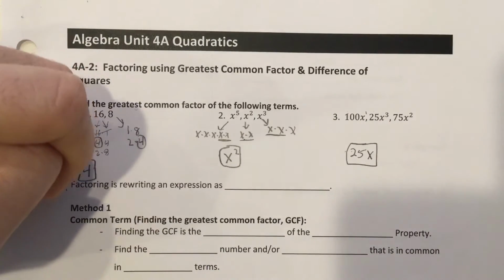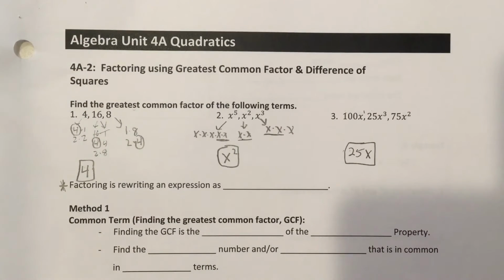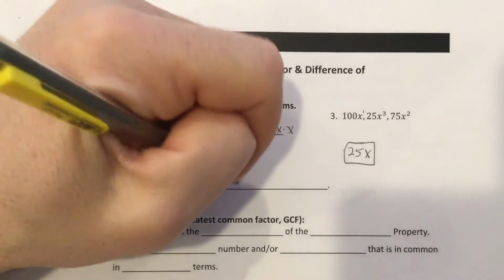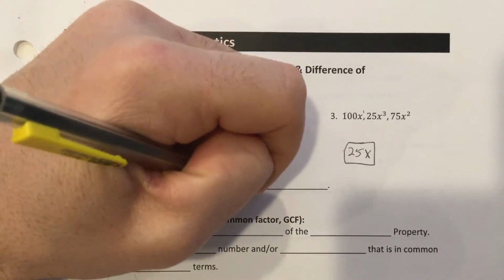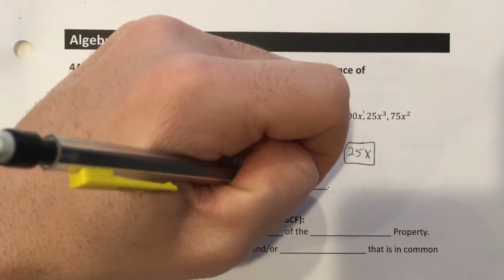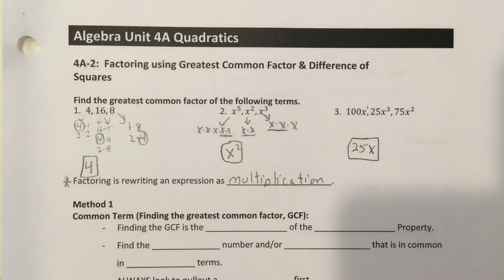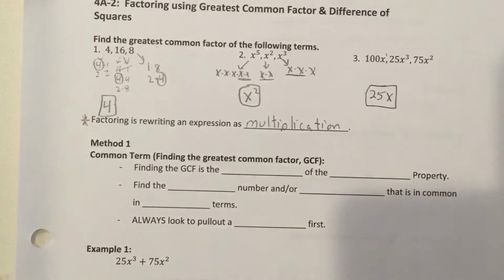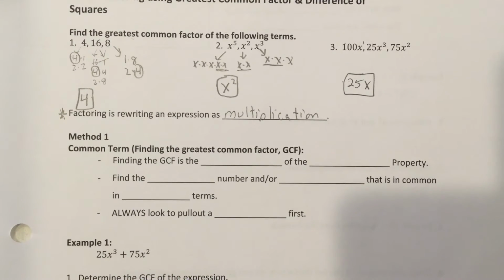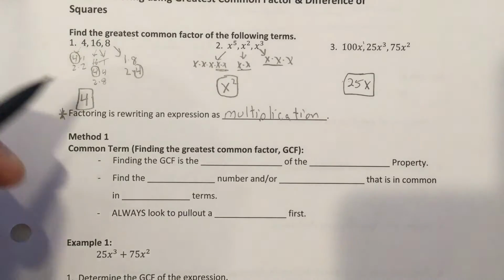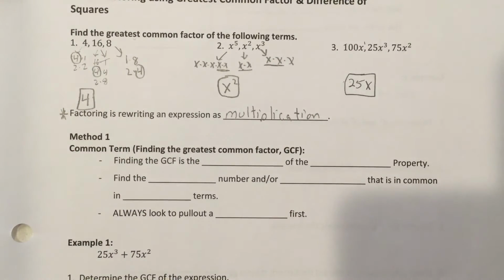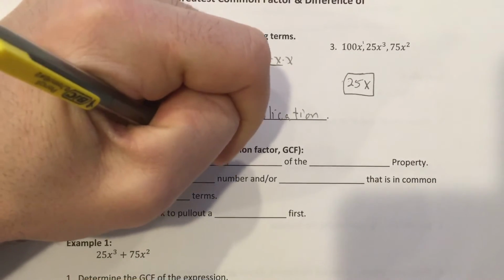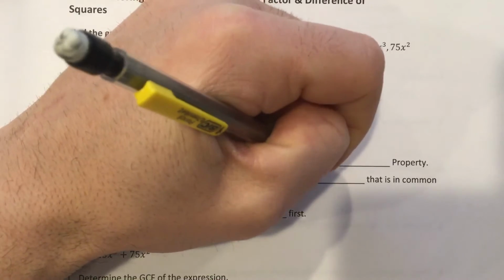Remember, when we say the word factor or factoring, factoring is rewriting the expression as multiplication. So we're going to take an expression that has just terms added or subtracted together, and we're going to write it so there's multiplication in it. And so the first type of factoring we're looking at is the common factor, the greatest common factor, or what we'll say the GCF. And finding the GCF is the reverse of the distributive property.